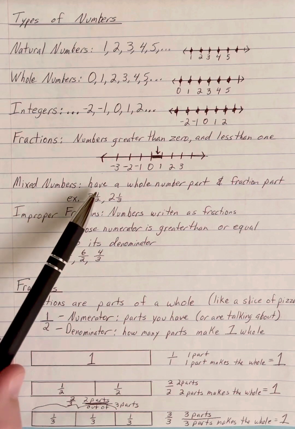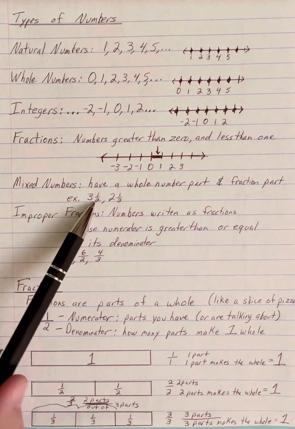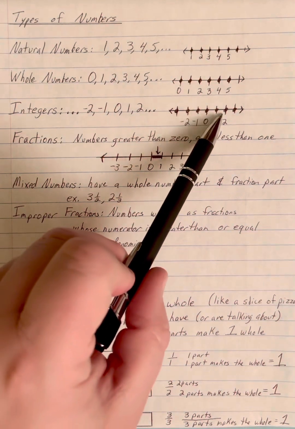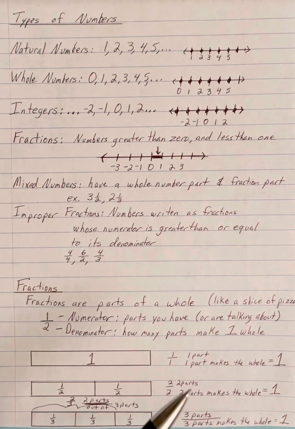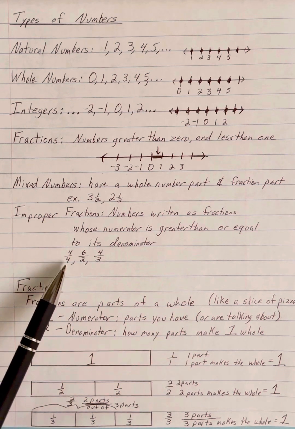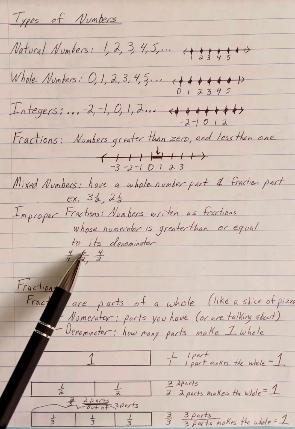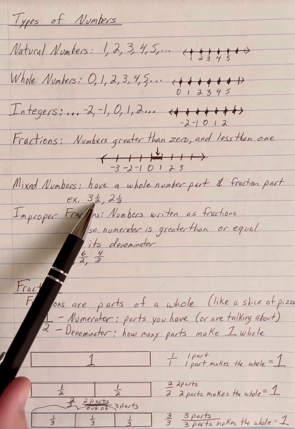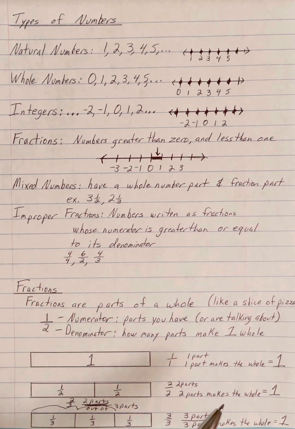We've also got mixed numbers, where you have a whole number part and a fraction part. So things like 3 1/2, 2 1/3. So in between these integers, whole numbers, and natural numbers, there's numbers in the middle there too. Then we have improper fractions, which are written as fractions, but the numerator either equals the denominator or it's greater than the denominator. So here, 1/2, numerator, smaller than denominator. But here, 6/2, my numerator is greater than my denominator.